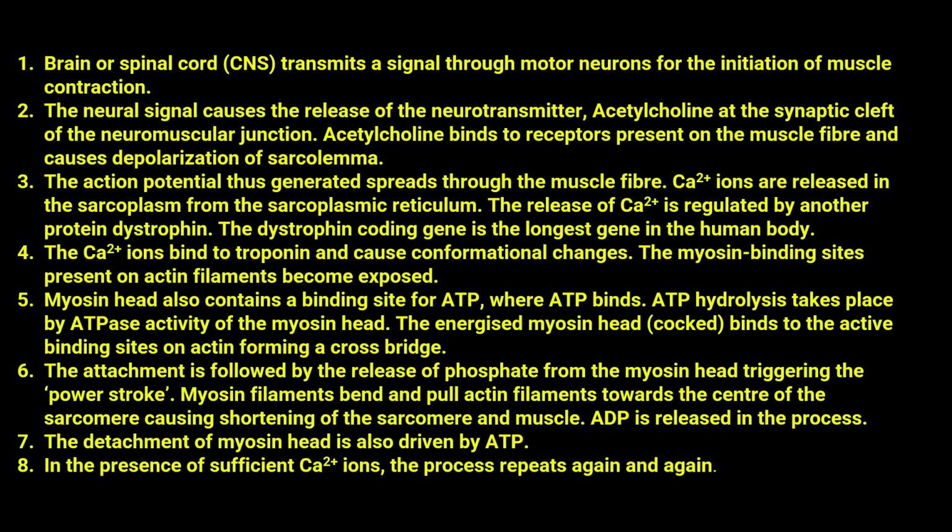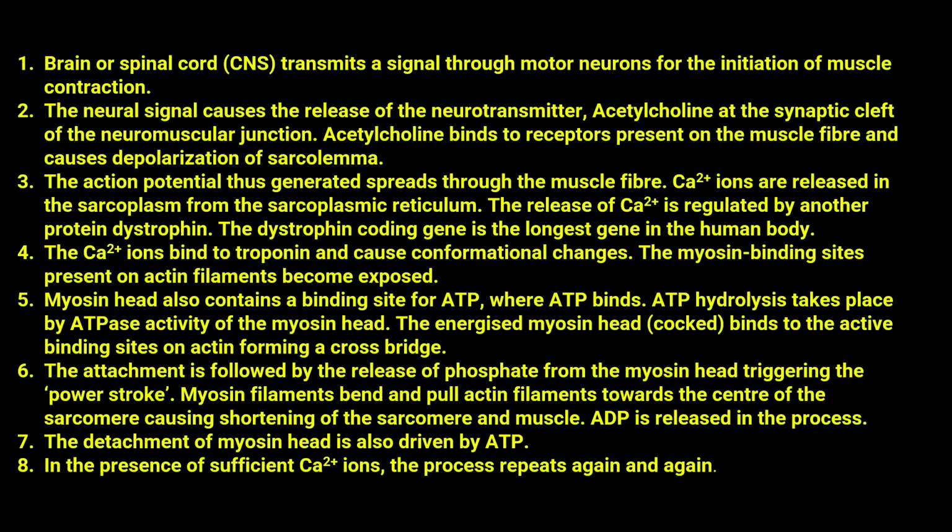Myosin head also contains a binding site for ATP, where ATP binds. ATP hydrolysis takes place by ATPase activity of the myosin head. The energized myosin head, or cocked, binds to the active binding sites on actin, forming a cross bridge. The attachment is followed by the release of phosphate from the myosin head, triggering the power stroke. Myosin filaments bend and pull actin filaments towards the center of the sarcomere, causing shortening of the sarcomere and muscle.